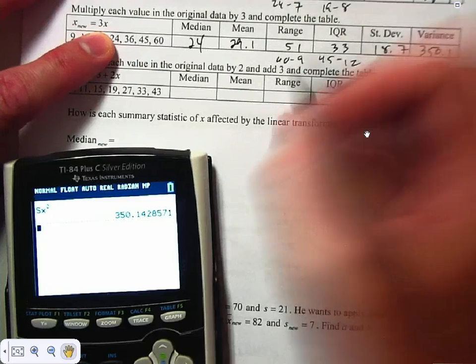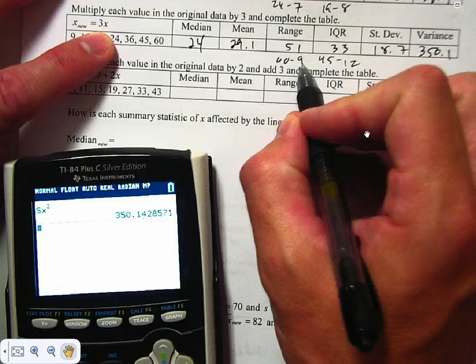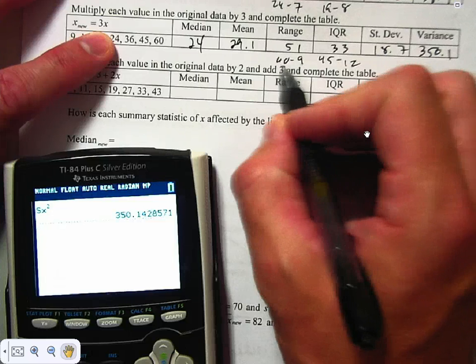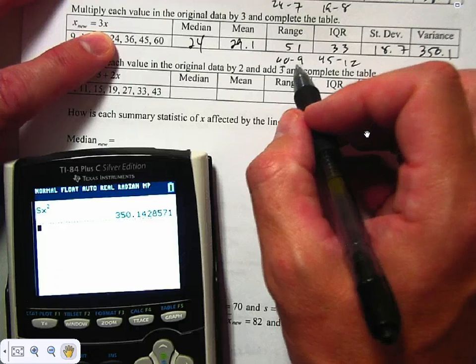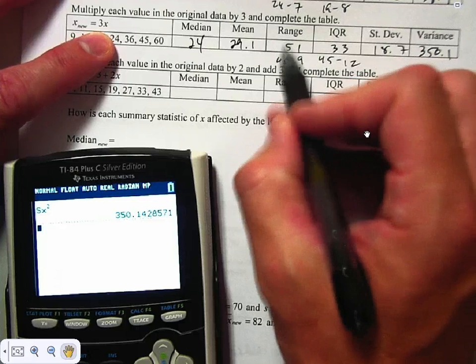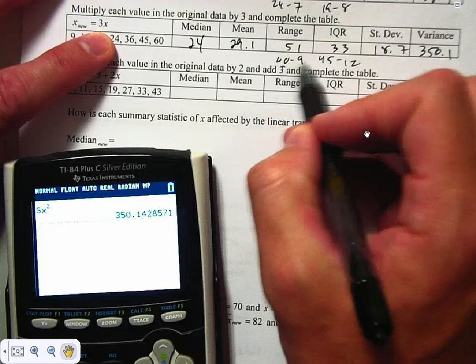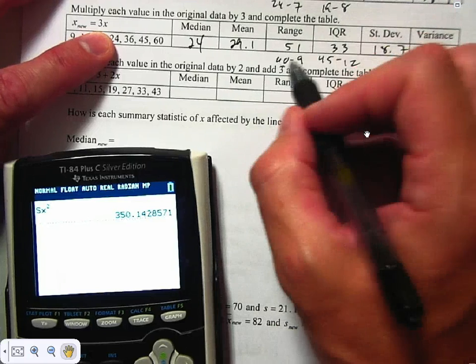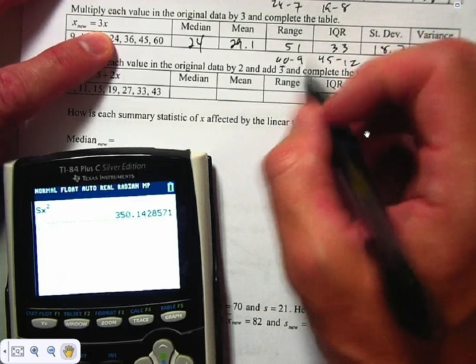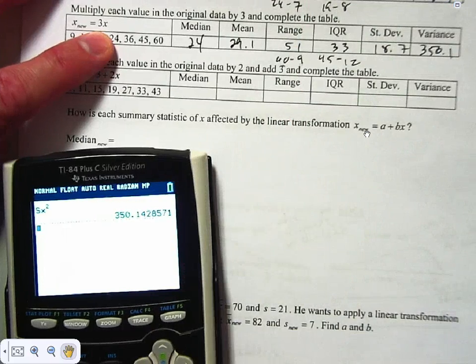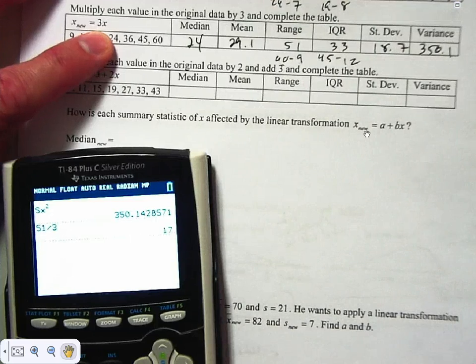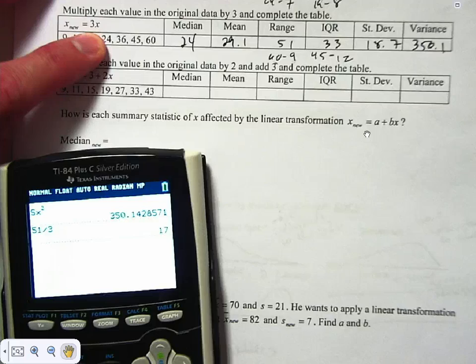Your range, well, your minimum and your maximum values did change. They did increase by a factor of 3. But what's also interesting is so did the actual difference. Now the max and the min are farther apart from each other, and so our range increased also. How much? Well, if you take 51 divided by 3, you get 17. So apparently it went up by a factor of 3.